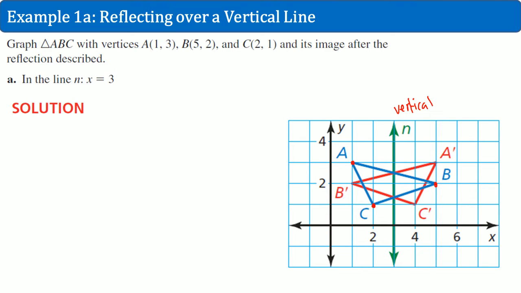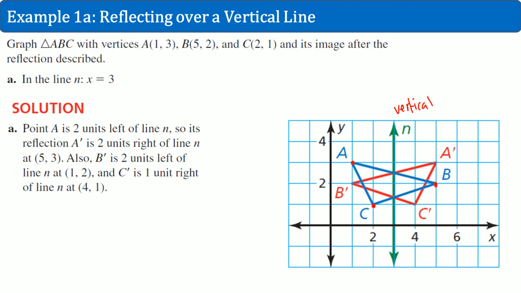Here's the solution. Notice point A is how much distance to the line of reflection? It says 2. So therefore this also has to be 2. B was right here and it had a distance of 2 here, so B prime is going to have a distance of 2. Likewise, C had a distance of 1, so C prime is also going to have a distance of 1. That is how we construct the image after the reflection.